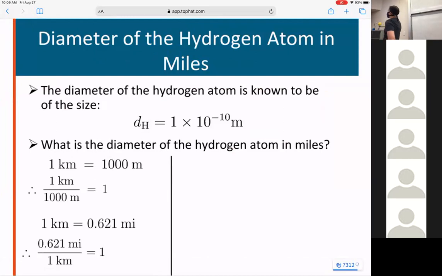You want to go from meters to miles. The hints on the screen I'm giving you are that you can go from meters to kilometers, and then from kilometers you can go to miles. Those are the two conversion things you can look up right there. So see if you can figure out the answer. It's not a top hat question, so if you get an answer, feel free to blurt it out or type in the chat.